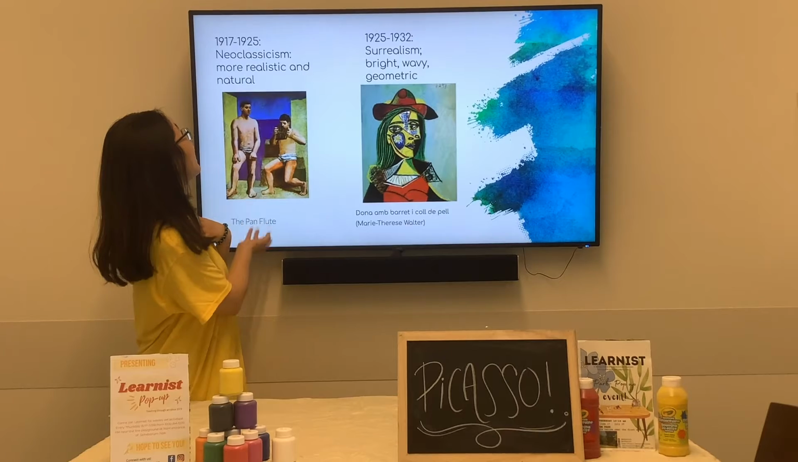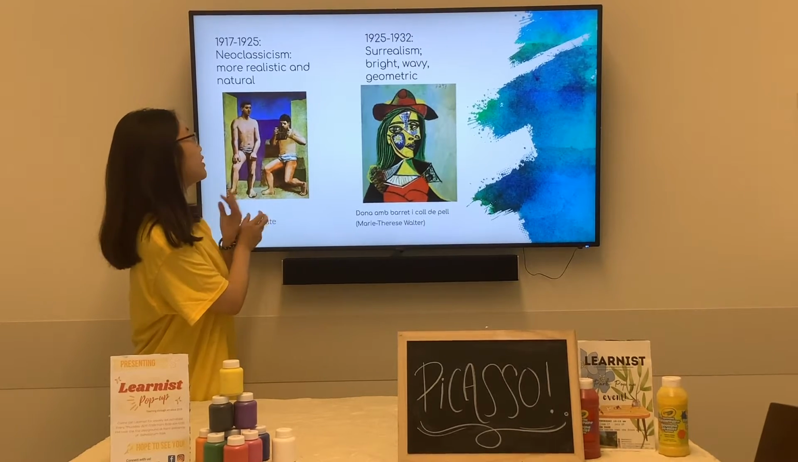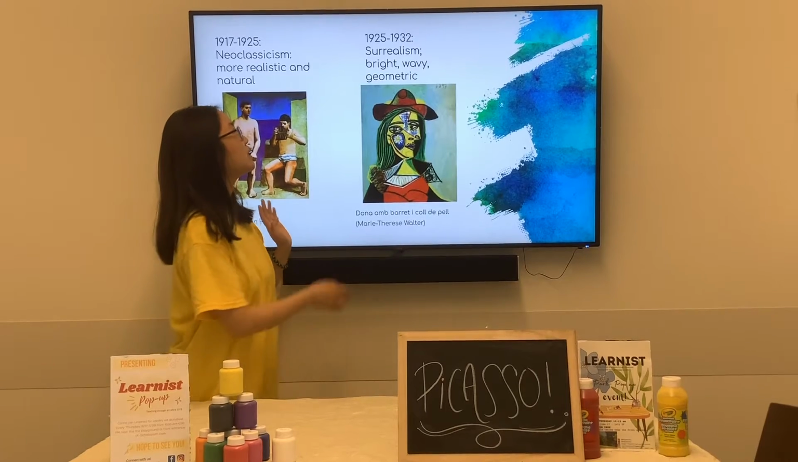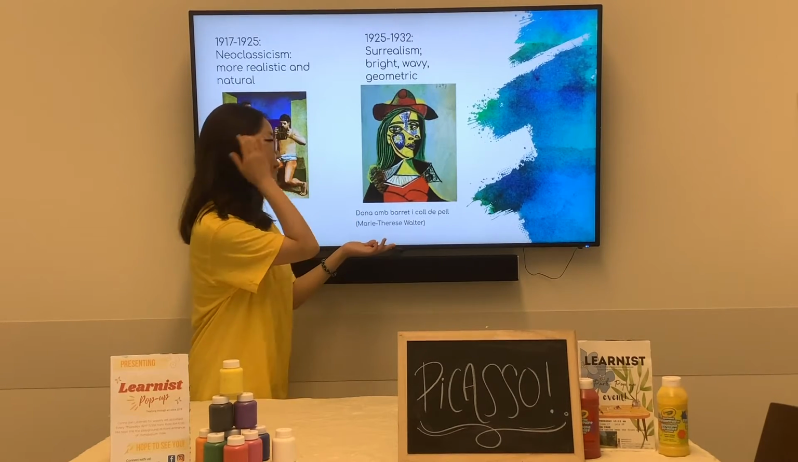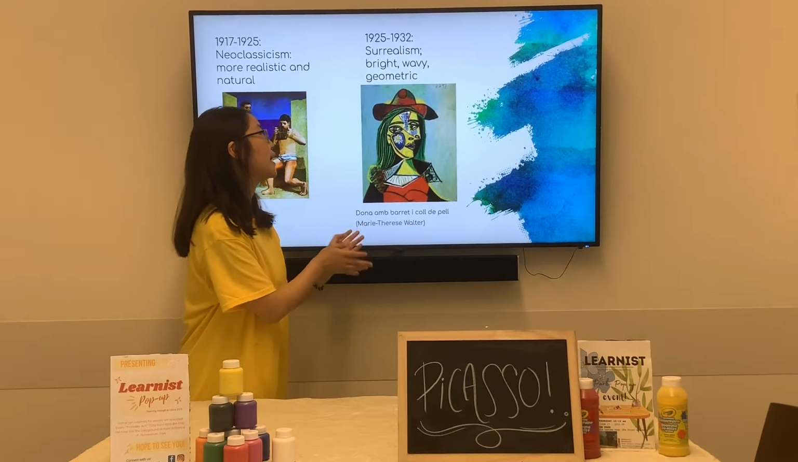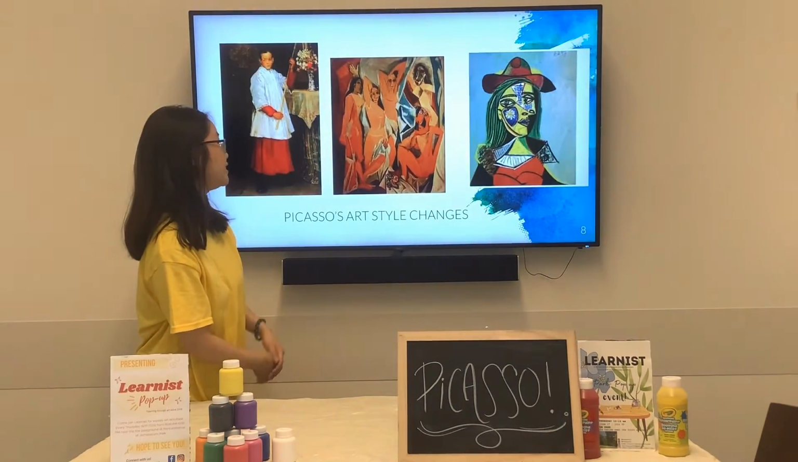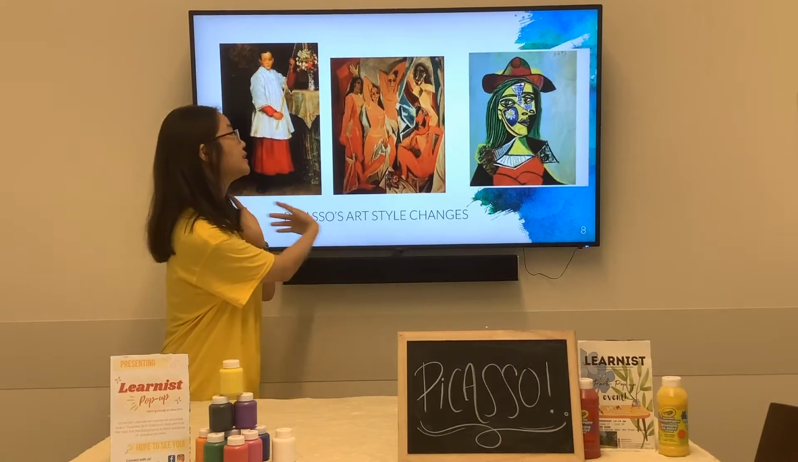Moving on to the Neoclassicism period, this was a little bit more realistic and natural, kind of like his first period. And then you move on to Surrealism, something that he helped develop, which is really bright and geometric, and this is one of his famous portraits. As you can see, his art style has changed drastically over time.